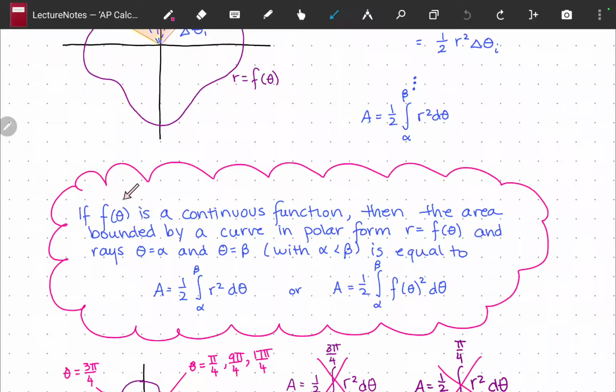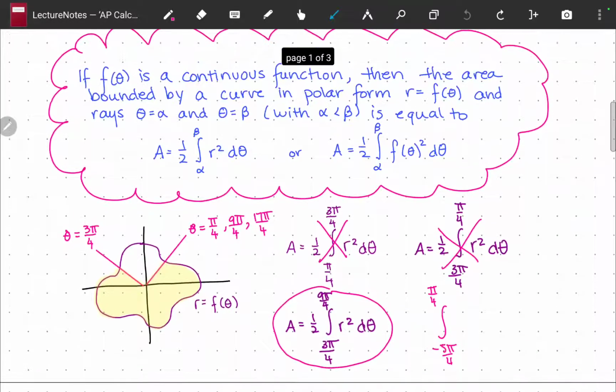So if f of theta is a continuous function, then the area bounded by the curve in polar form r equals f of theta, and the rays theta equals alpha and theta equals beta, with alpha less than beta, very important, is equal to this, and you can write it either way. They're basically the same, except this says r squared, and remember r is f of theta, so we could just say f of theta squared as well. Now remember, the work comes in trying to find alpha and beta, trying to find those limits.